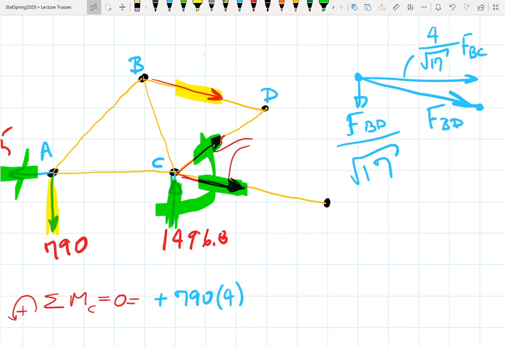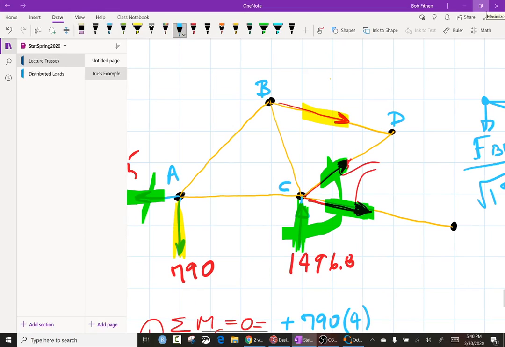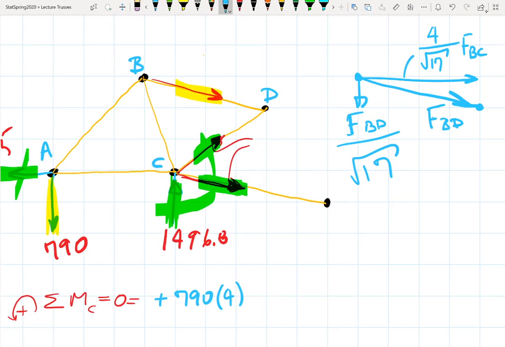Now, if I break this into components, let's try to switch pens again. I don't know what's going on. Who knows? Apparently I'm in blue the rest of the time.